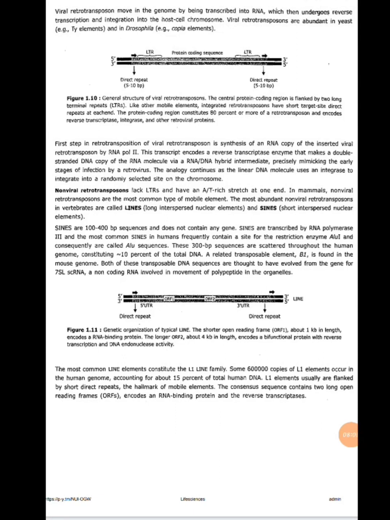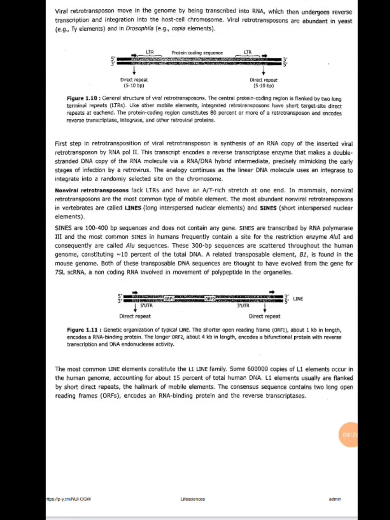So the next step will be integration. The first step is RNA copy formation, then DNA formation, then integration by the integrase enzyme. Integration is into a randomly selected site on the chromosome. It's not specific.